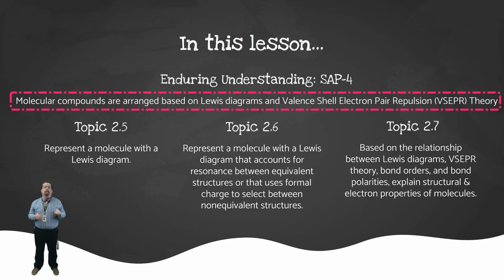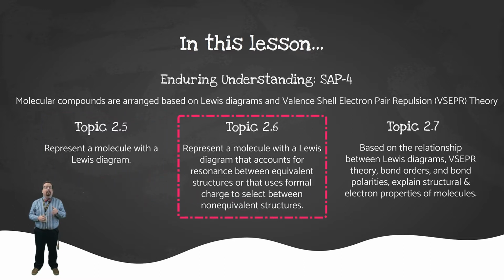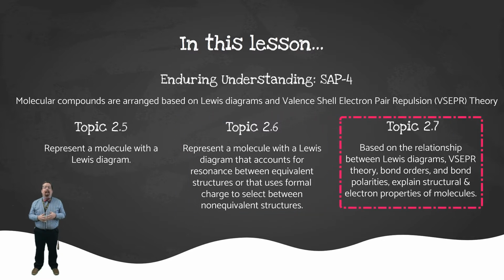The overall goal for these three topics is for you to understand that the arrangement of molecular compounds is based on Lewis diagrams and VSEPR theory. These three topics ask you to be able to represent a molecule with a Lewis diagram, do so in a way that accounts for the resonance between equivalent structures, or that uses formal charges to select between non-equivalent structures, and based on the relationship between Lewis diagrams, VSEPR theory, bond orders, and bond polarity, explain the structural and electron properties of molecules. Let's get started.